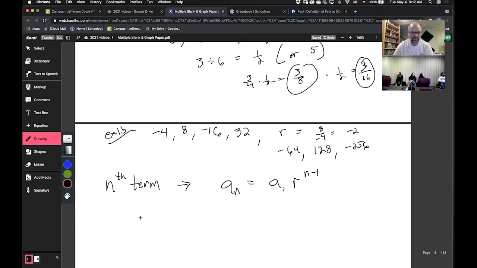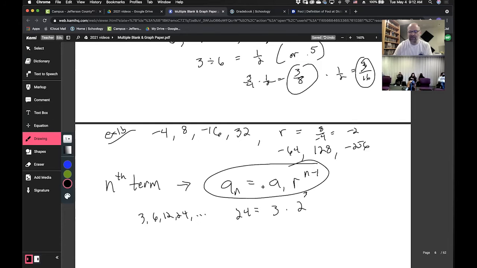So back to our example here, 3, 6, 12, 24, and so on. If I wanted to find the fourth term, that's 24, which equals the first term times our r, which is 2, to the fourth minus 1, so 2 to the third. So that makes sense. You're basically multiplying that first number by 2, 1, 2, 3 times. Okay? So this is the formula to find the nth term.